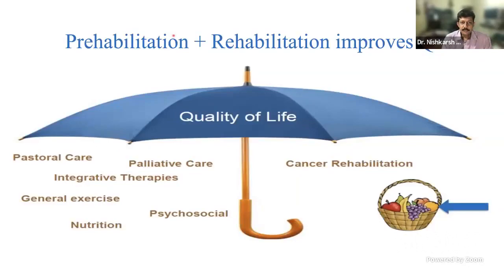So prehabilitation and rehabilitation overall improve the quality of life, and this is the overall umbrella of quality of life, which is the more important metric. Patient-reported outcomes are the key parameters nowadays to monitor. And if a good prehabilitation along with rehabilitation is done, the patient-reported outcomes are much better than if they are not done.